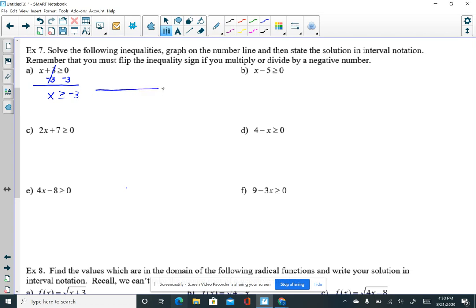So now let's graph this on the number line. I'll just put a 0 here. Here's my negative 3. As long as you have your letter on the left, you can use this technique. My letter here is on the left, and my inequality sign is pointing to the right, so that means I'm going to be shading to the right. This is a greater than or equal to, so I will get a bracket, and then I just shade to the right.